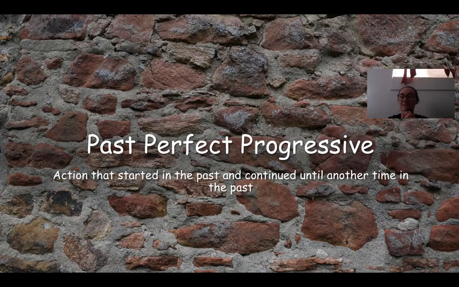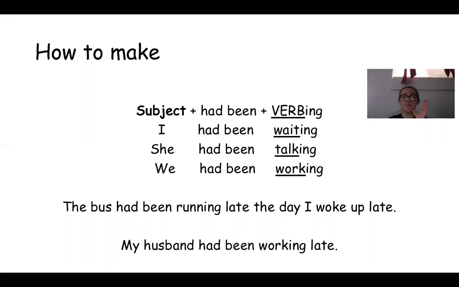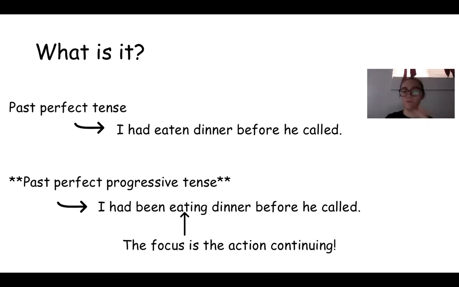So it's an action that started in the past and continued until another time in the past. So this one is handy when you want to tell somebody and emphasize that an action was happening in the past, and then it kept going until another action happened. So we've talked about the way to make past perfect tense and how we do past perfect progressive tense, which is, I had been eating dinner before he called. So the focus is on the action continuing in this sentence.